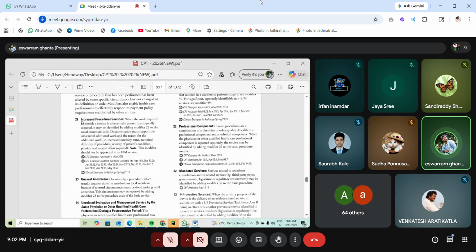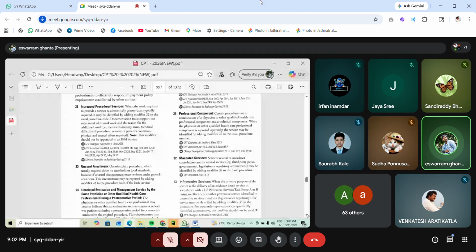Okay, increased procedural service. Did you understand about the 22 modifier? Time may increase, or technical work may increase, or increased intensity may be there. Okay, difficulty of the procedure, severity of the patient's condition is also one of the things considered here. Can I move on to the next modifier? Yes, you can.